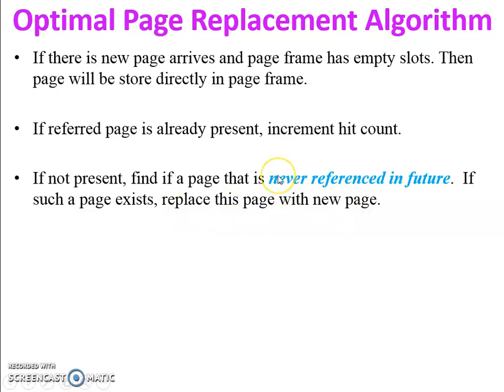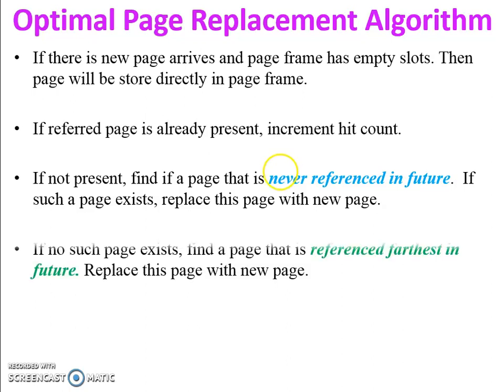If such a page exists, replace it with the new page. For example, there are 3 pages inside the page frame and there is no further space. P1, P2 and P3 are already stored. P4 comes. Now check whether any of P1, P2, P3 will be used in future or not. If P1 is not used in the future, P4 replaces P1. If no such page exists, find the page that is referenced farthest in future and replace it with the new page.